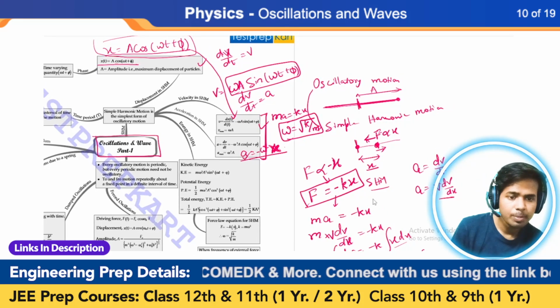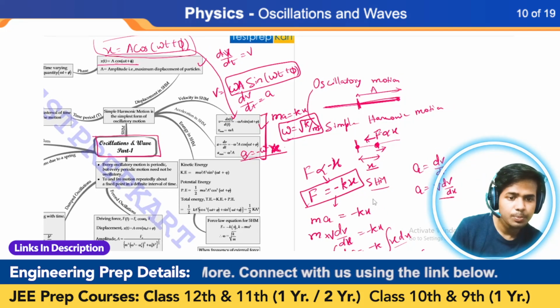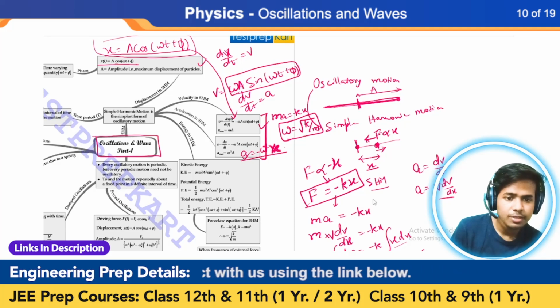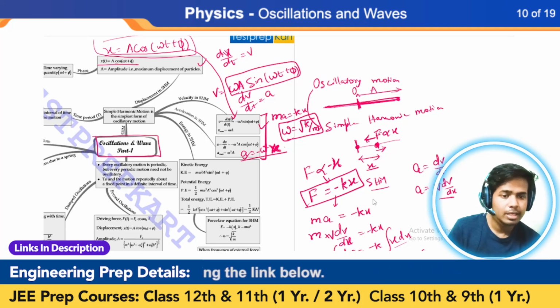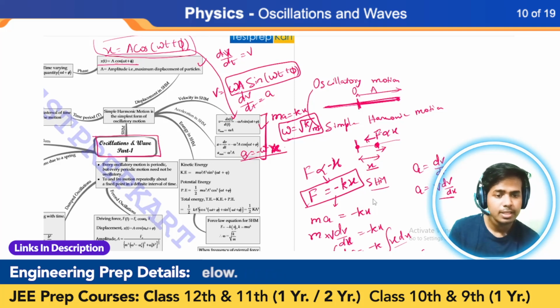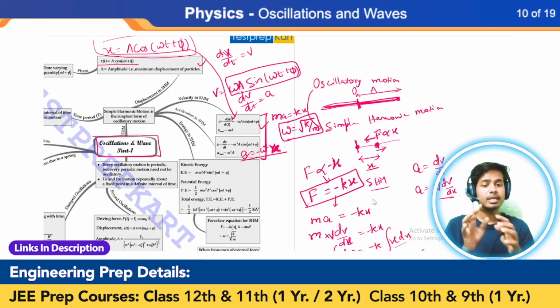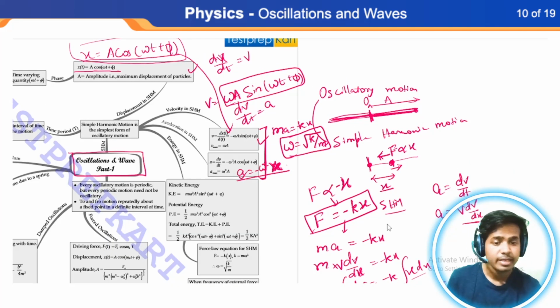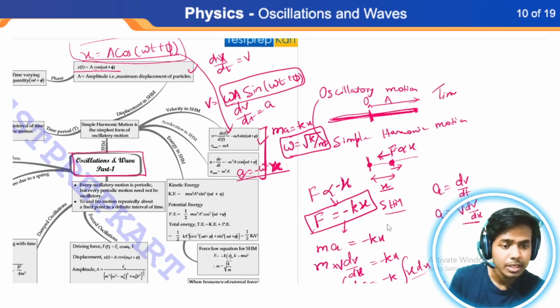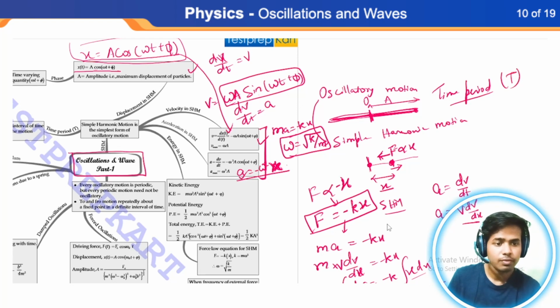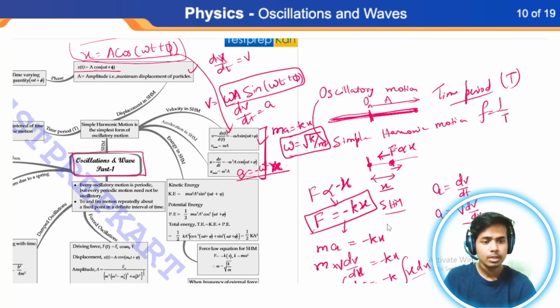One is the time in which it covers one full cycle. Let's say it started from 0, and it went out to the right path and then came back and then covered the rest of the half path and then came back. When it covers a whole cycle, the time that it takes is called time period. Obviously, time period with T. How do you define frequency? Frequency is simply 1 by time, always.